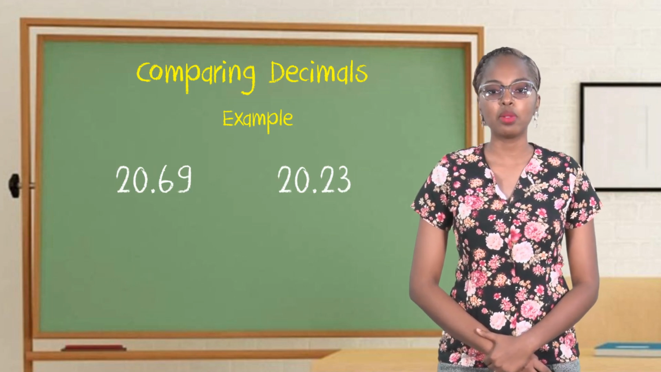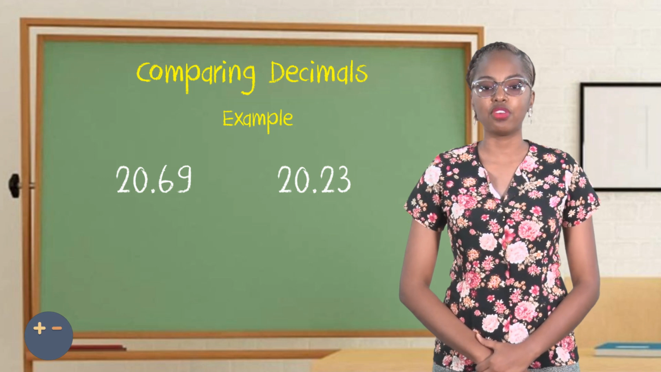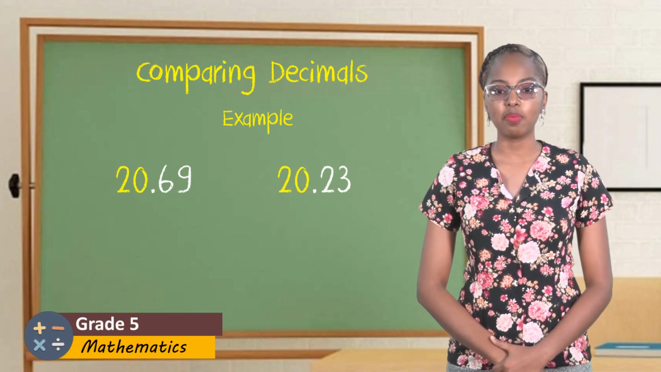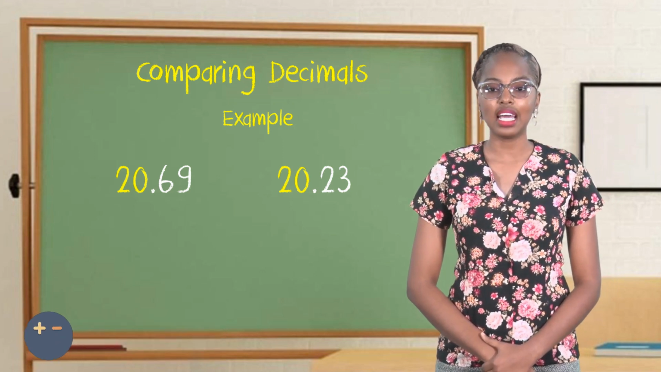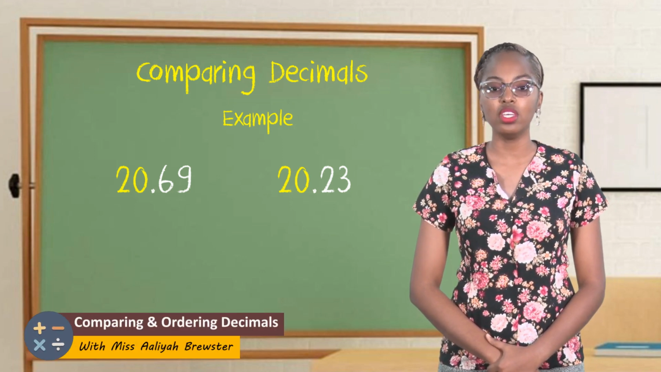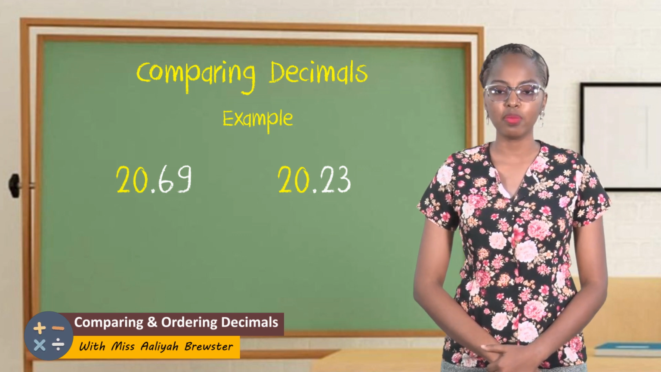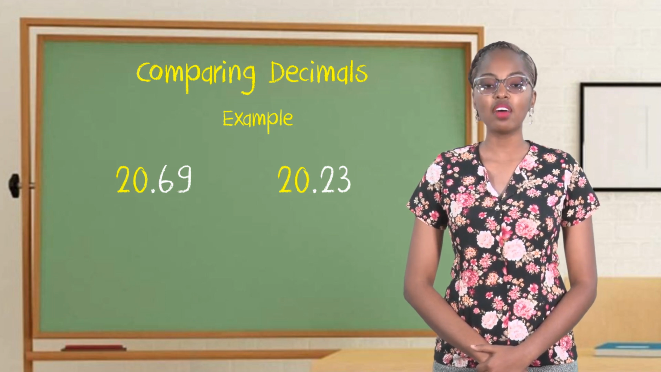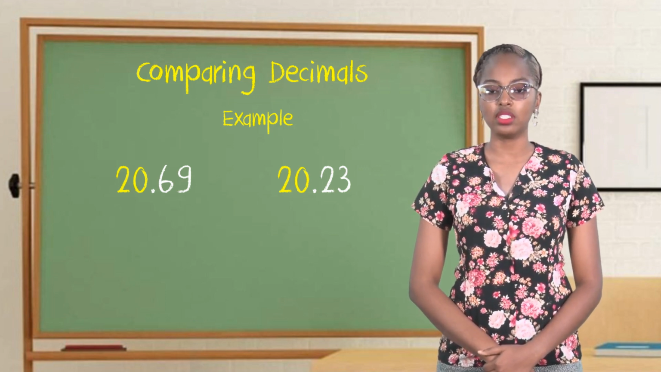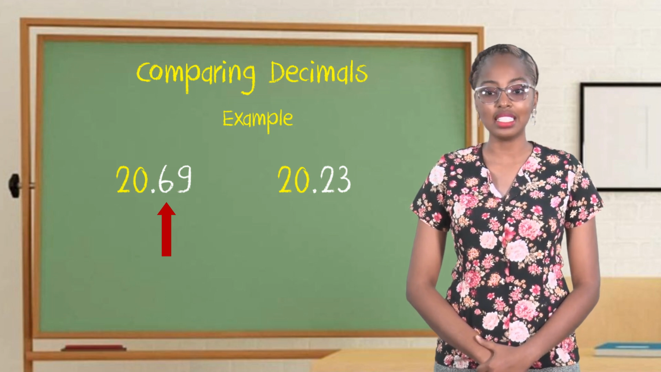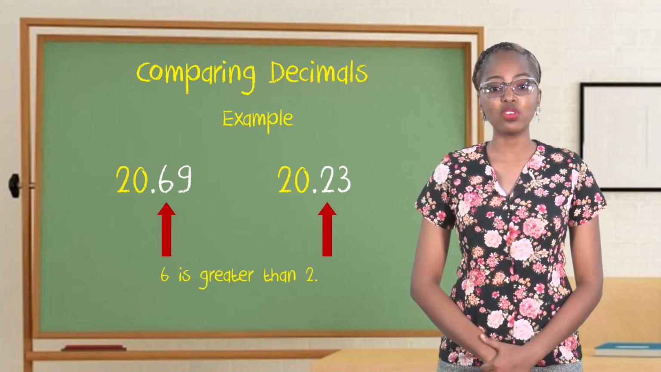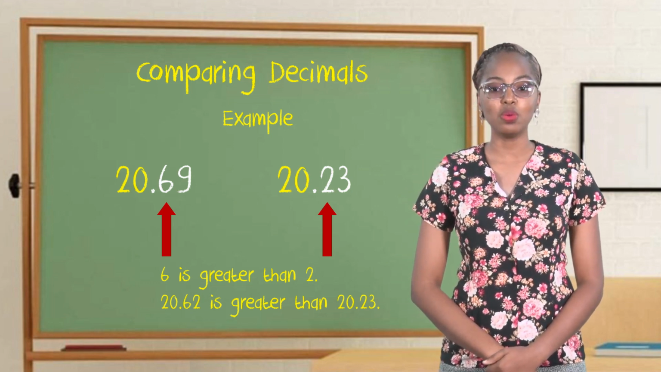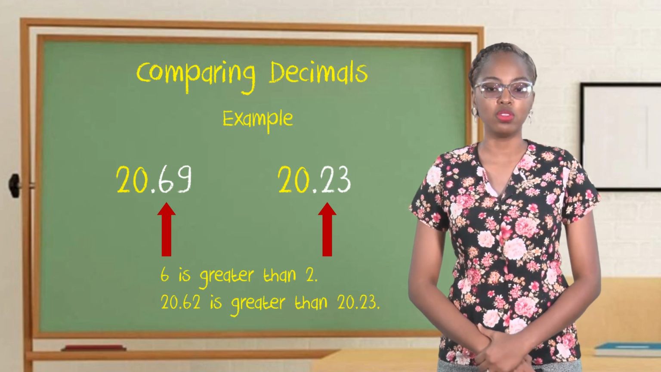In this other example here, the situation is different. We have two numbers, however, the whole numbers are the same. 20.69 and 20.23 are the numbers we'll be comparing. So in instances where you have the whole numbers that are the same, you have to look at the number that comes after the point. In this case, those numbers are 6 and 2. 6 is greater than 2, therefore the number 20.69 is greater than 20.23.